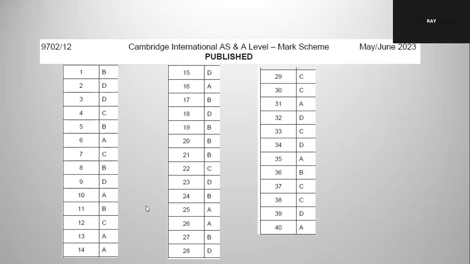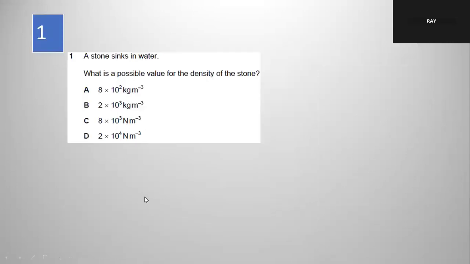Okay, let's go over question number 1. A stone sinks in water. What is the possible value of the density of the stone? What is your answer? It should be more than the density of water. Okay, so what would you suggest? Highest one, D. Not necessary. It can be B, can be C, can be D.